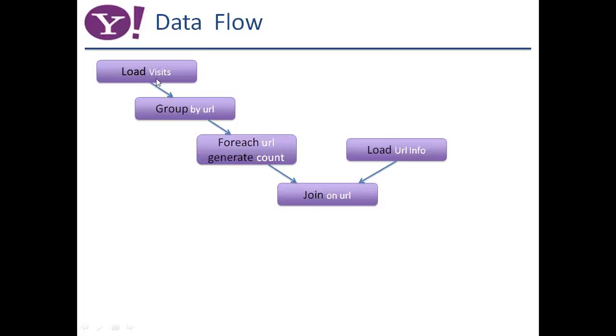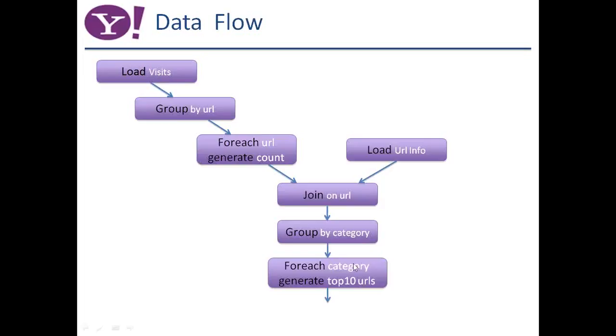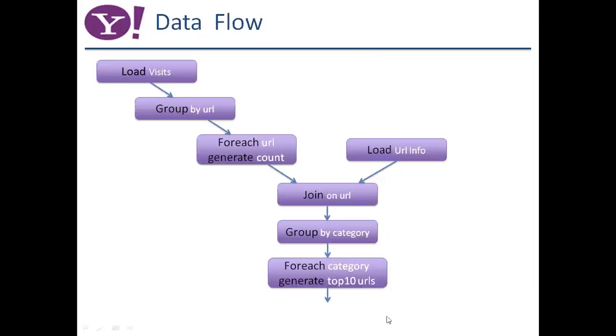Yes. So this is what we are doing here. Once I join on this URL, I group by this particular category. Once I start grouping on this category, the next thing I do is, for each category, generate the top 10 URLs. This is your algorithm. So Shashank, don't you feel this algorithm is very simple to execute, based on the requirement that has been asked?